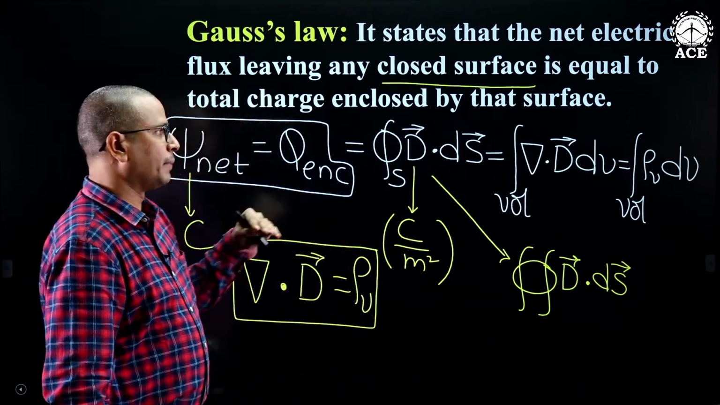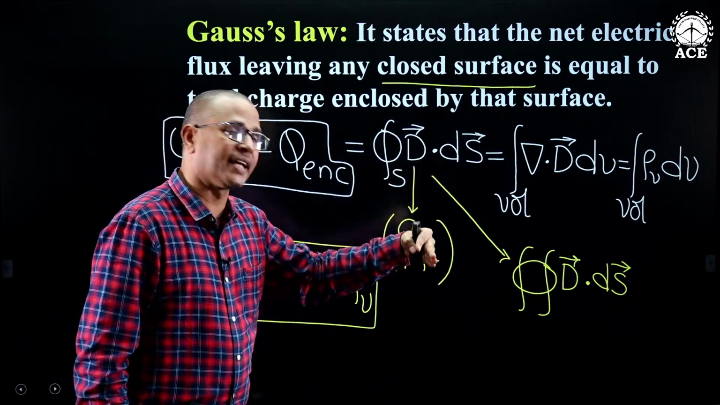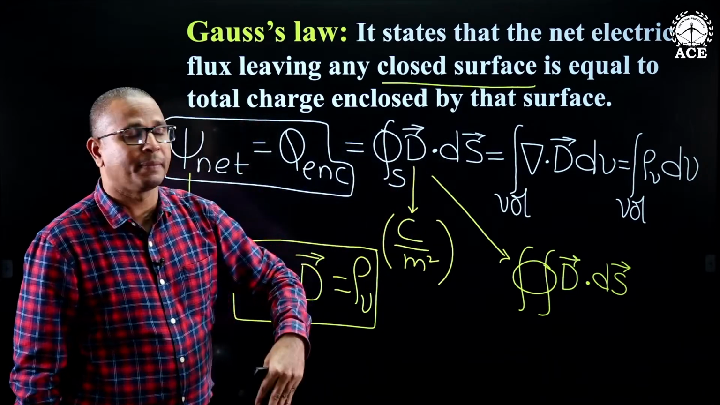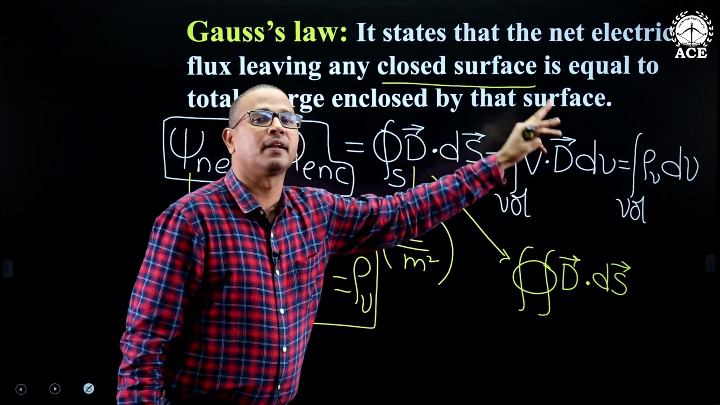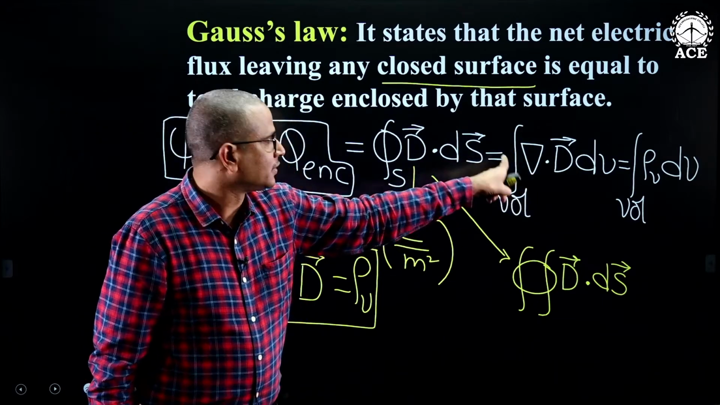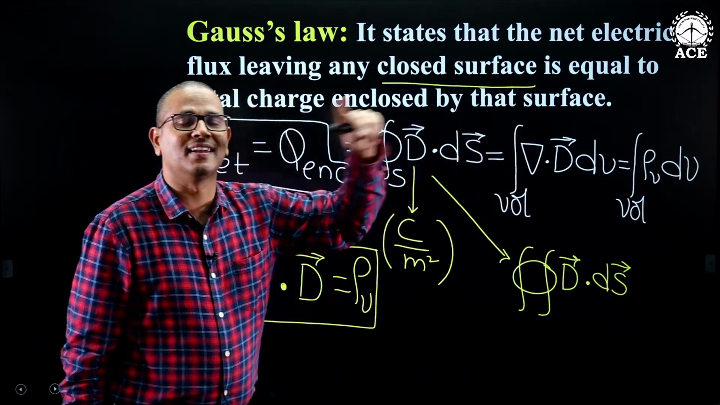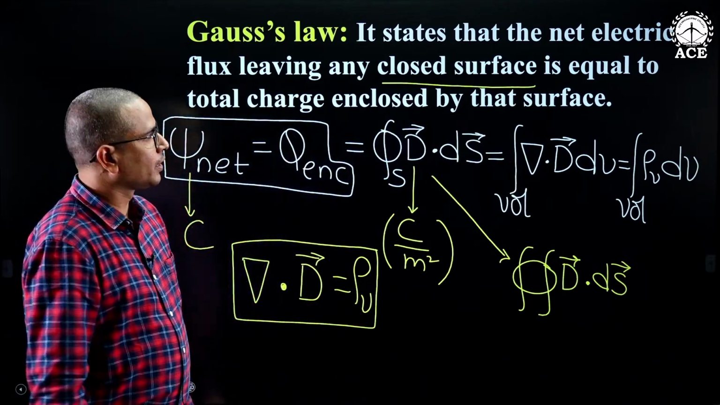I don't suggest that method if we are preparing for any competitive exam. If it is a university examination, you can use that method or you can use this method. This is quite simple: del dot D bar, rho v dv. Use the divergence theorem, then you can get the answer within 3 lines. That is the beauty of the divergence theorem, or Gauss divergence theorem.